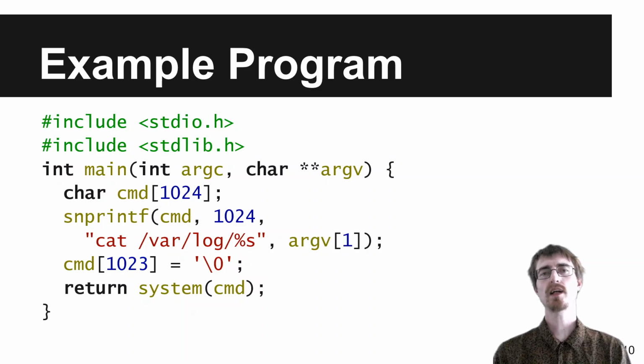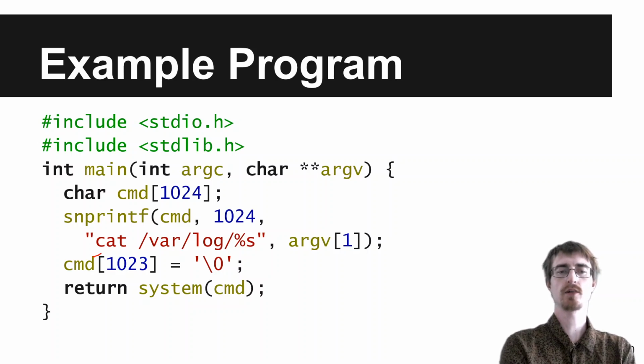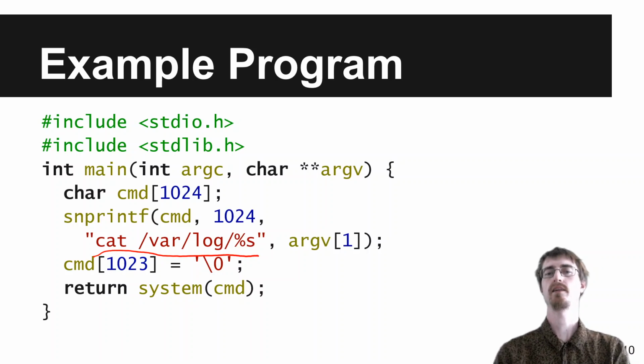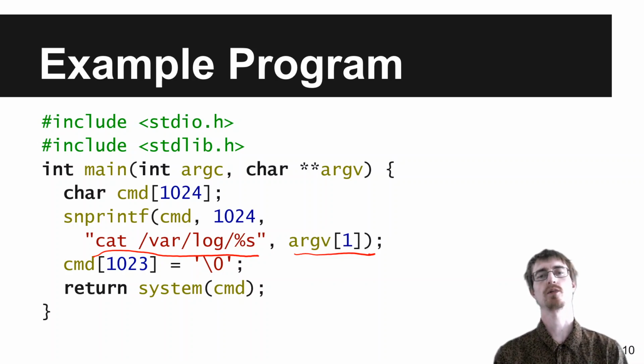So here we have a nice example program. Let's see what it does. So when it starts, it allocates a buffer of 1024 characters. And then it prints a string to the buffer. So this string will be formatted using this argument. That is, the %s will be replaced by the attacker controlled first argument. Okay? So the result is written to command.